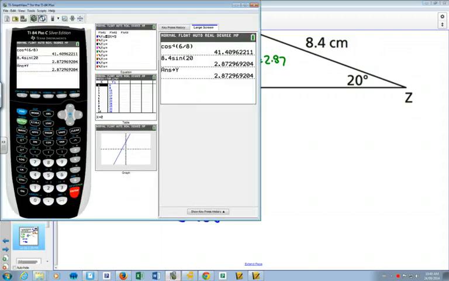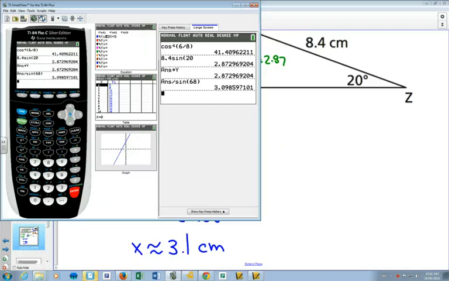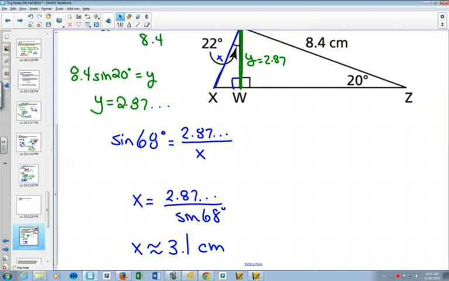Just looking at my calculator, I have 2.87 still there. So even though I stored it as y, because I didn't know what I was going to have happen, it's still the last answer that I have. So if I just start by push divide, the answer from before automatically appears. So that's easier than saying y divided by. So I go answer divided by, and what did I have, sine 68? Answer divided by sine of 68 gives me 3.09, rounded to the nearest tenth will be 3.1 centimeters. That's our final answer.